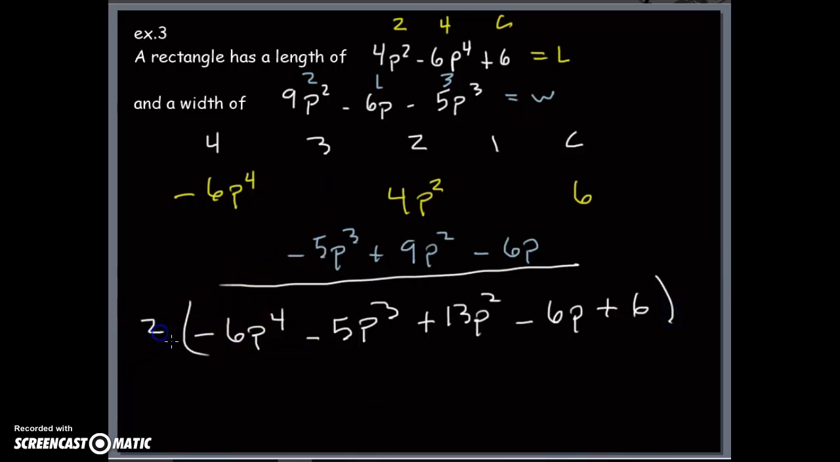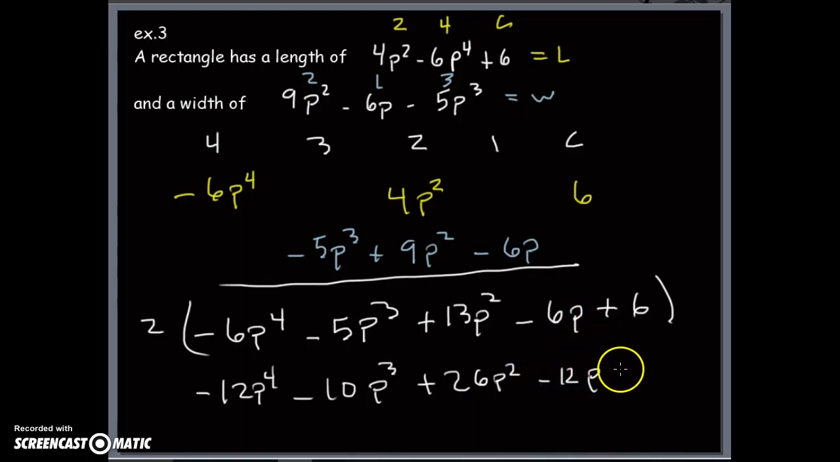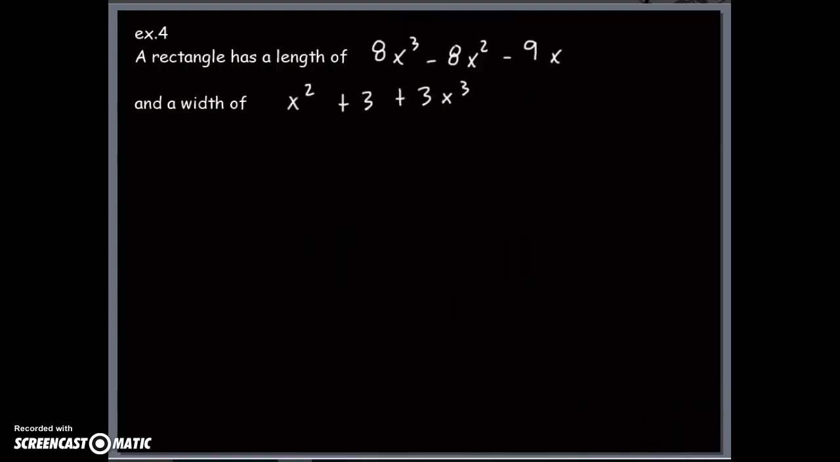Now we're going to double our answer. So we get -12p to the 4th, -10p to the 3rd, plus 26p squared, minus 12p plus 12. Lot longer answer. This polynomial has 5 terms. 1, 2, 3, 4, and 5. Okay, example number 4. Rolling through these.